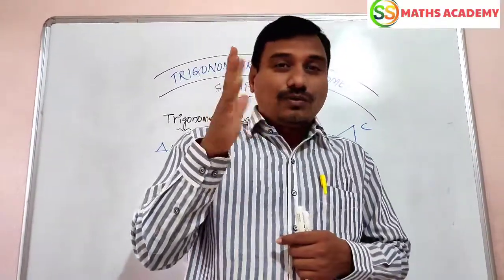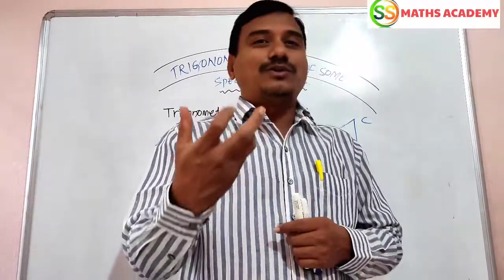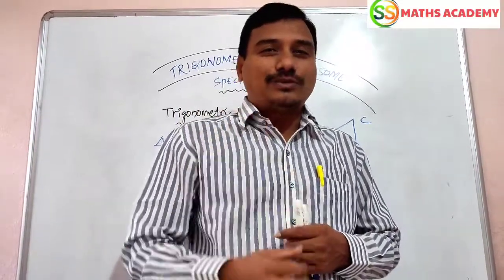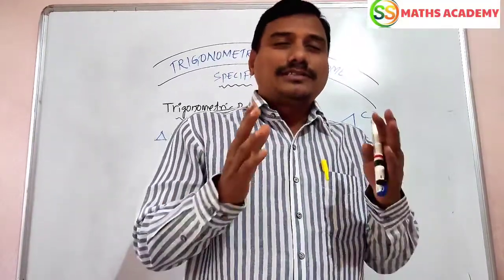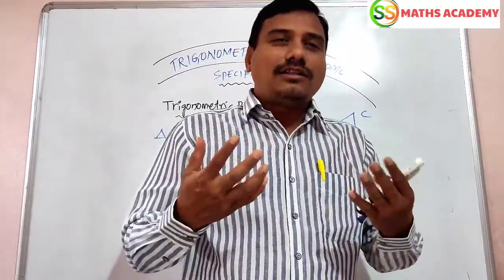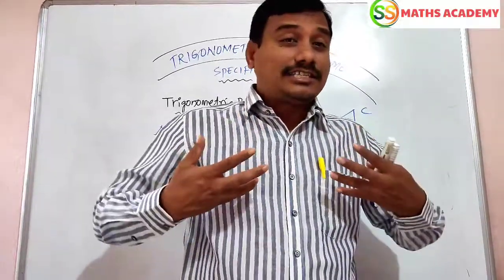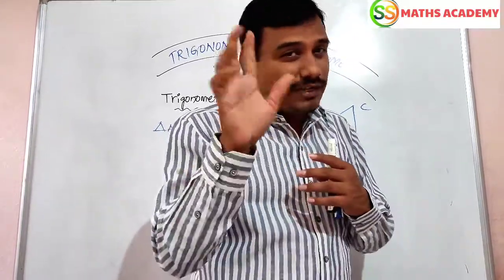Sin 0 is 0. Sin 30 is 1 by 2. Sin 45 is 1 by root 2. Sin 60 is root 3 by 2. Sin 90 is 1. How would I know all these values? Simple. If you know this process, you can say all the values. Not only sin theta, all 6 trigonometric ratio values you have to say at your fingertips.